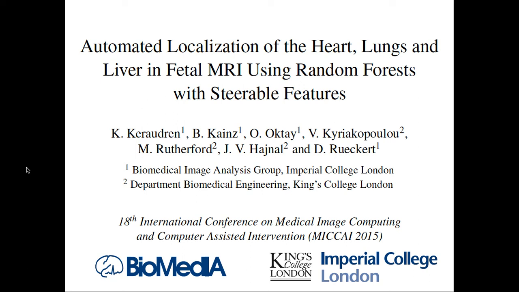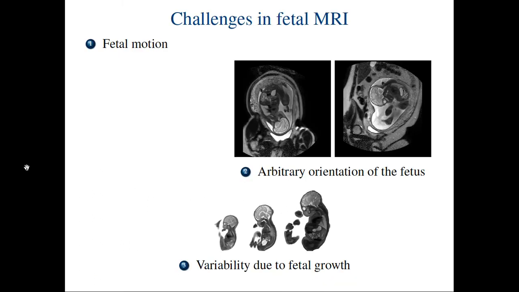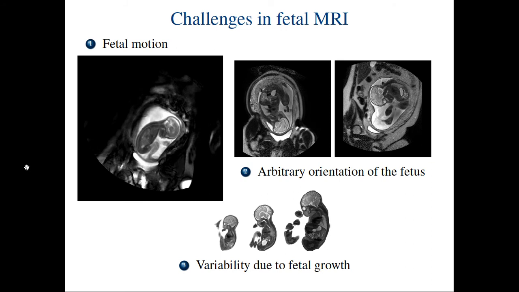In this video, we present a novel method to automatically find the heart, lungs and liver of the fetus in magnetic resonance images. The main challenge when imaging the developing fetus is fetal movement. Additionally, when searching for the fetal organs, we are faced with the arbitrary orientation of the fetus, as well as the variability due to fetal development.